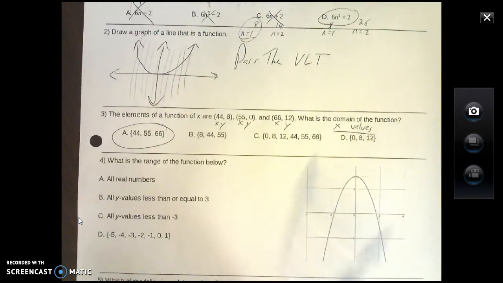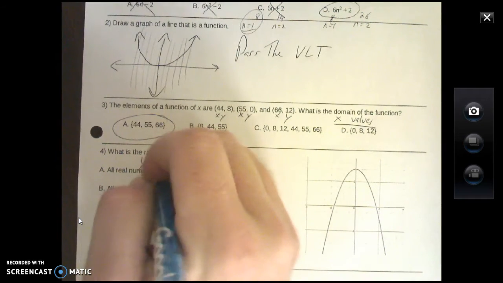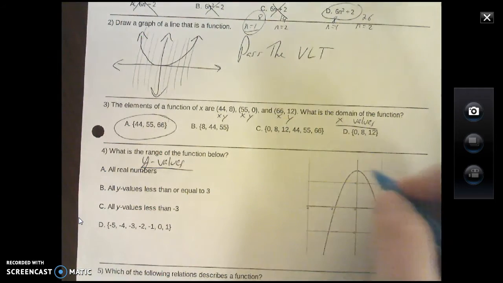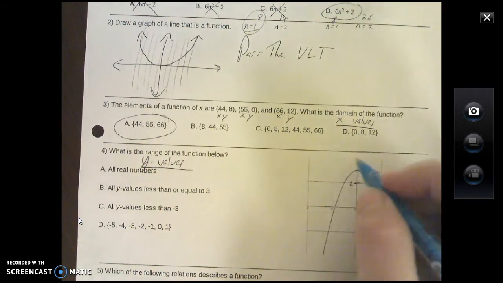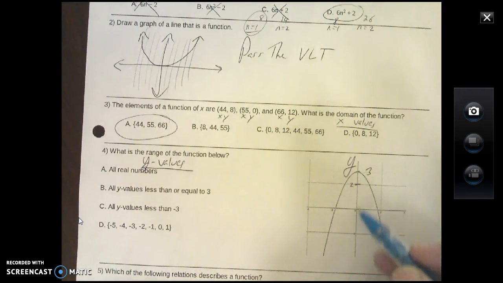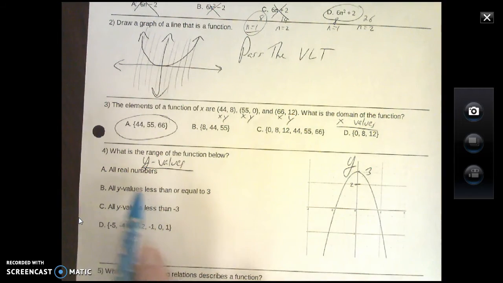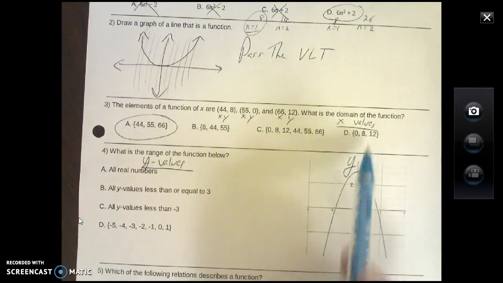Cool. This one's a little tricky. What's the range of the function below? Range is all the y values. So this is a graph, very hard to see, I know. This is a 2 right here, which means this is a 3. So the highest, this is my y-axis, the highest y value you have is 3. Keep that in mind. So do we have all real numbers? Well, no, because the graph only goes up to 3. That means the y values don't go any higher than that.